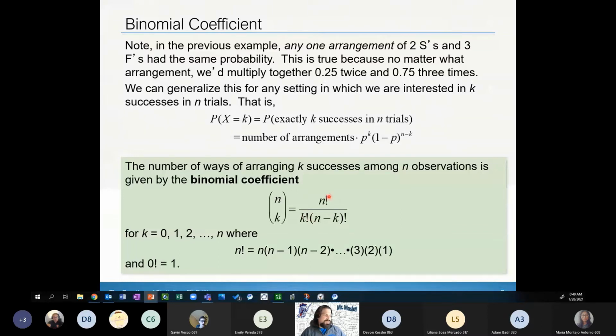Yes, in math, we've given a meaning to the exclamation mark because we thought it was so much fun in English. All right, so for K equaling 0, 1, 2, all the way up through N, where N factorial, it's a very excited N, equals N times N minus 1 times N minus 2 times 3 times 2 times 1. And remember, 0 factorial is equal to 1. You can check it in your calculator. This is a property of factorials. We do not have time to cover why this is true in this class. It's outside the scope of our class, but know that it's a thing.